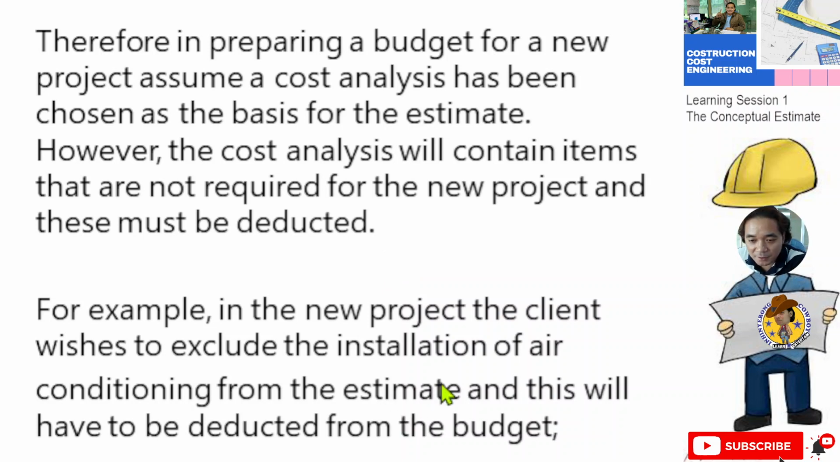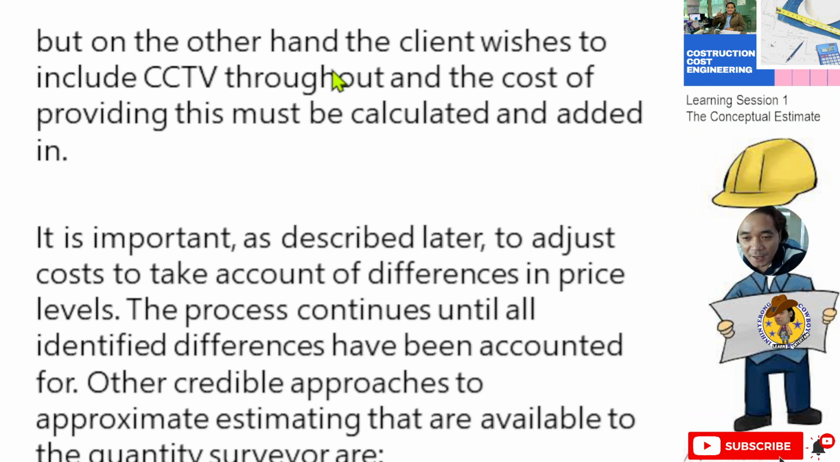For example, in the new project, the client wishes to exclude the installation of air conditioning from the estimate, and this will have to be deducted from the project. Okay, so that is called the scope of work. That's why we need to understand our scope of work. On the other hand, the client wishes to include CCTV throughout, and the cost of providing these must be collected and added in. It is important, as described later, to adjust cost to take account of differences in price levels. The process continues until all identified differences have been accounted for.